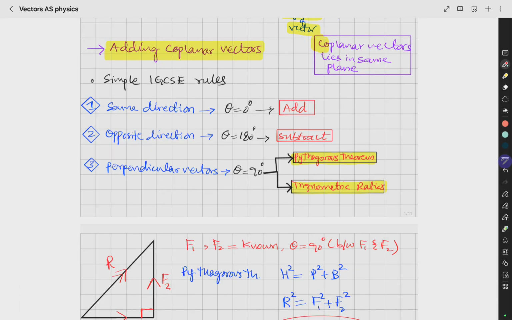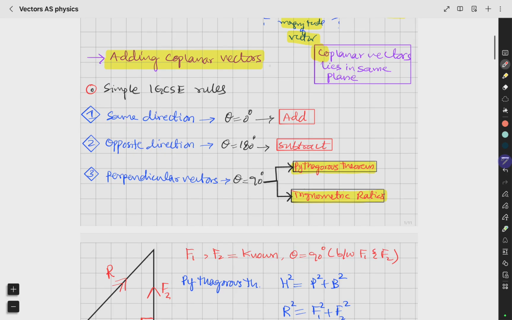The next important thing is adding up coplanar vectors. The rules that we will follow are the simple IGCSE rules. What is meant by a coplanar vector? A coplanar vector is one which acts in the same plane. It's just a simple term that we use; it has no other significance. Whatever question will be in the A levels, it will be about coplanar vectors.